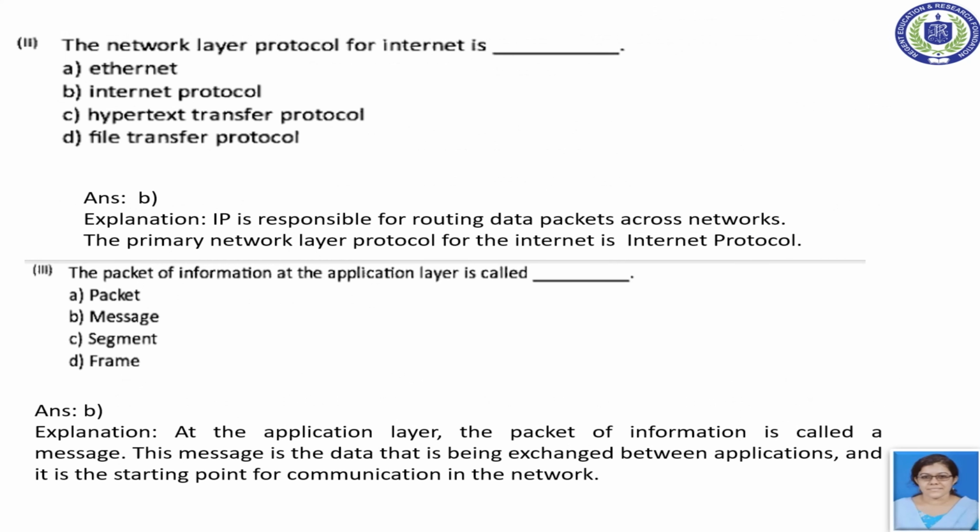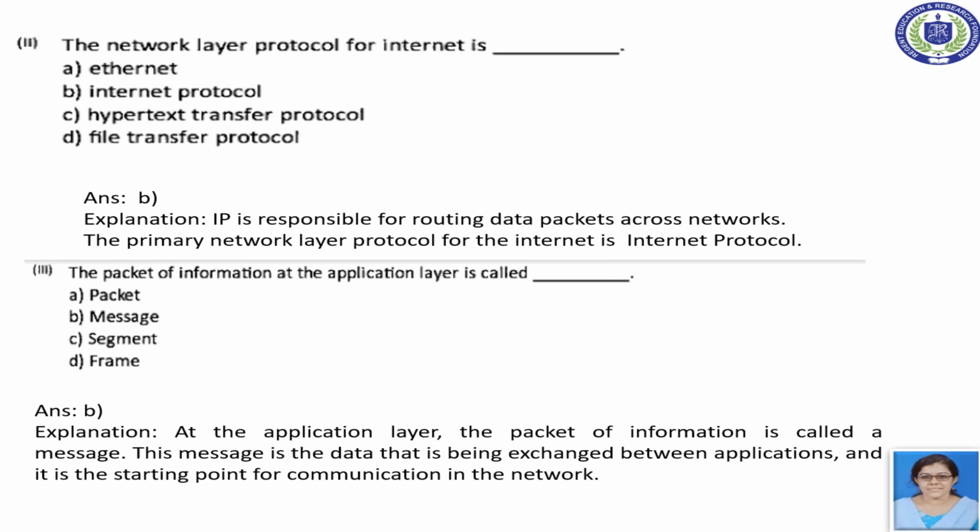Next question. The network layer protocol for internet is IP, that is internet protocol. We have seen in the question that they mention the network layer protocol for internet. Obviously, in the internet the protocol used is internet protocol. What is that internet protocol used for? For routing the data packets with the help of internet protocol.